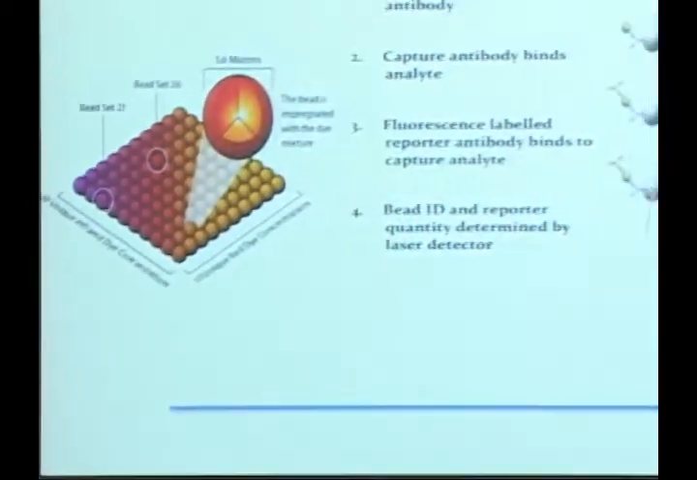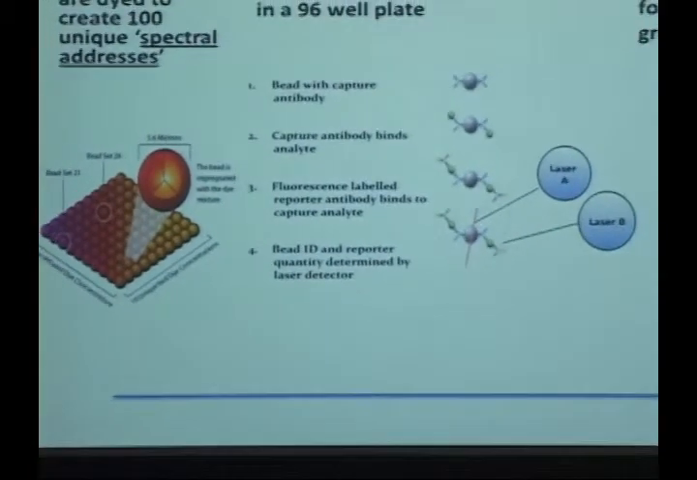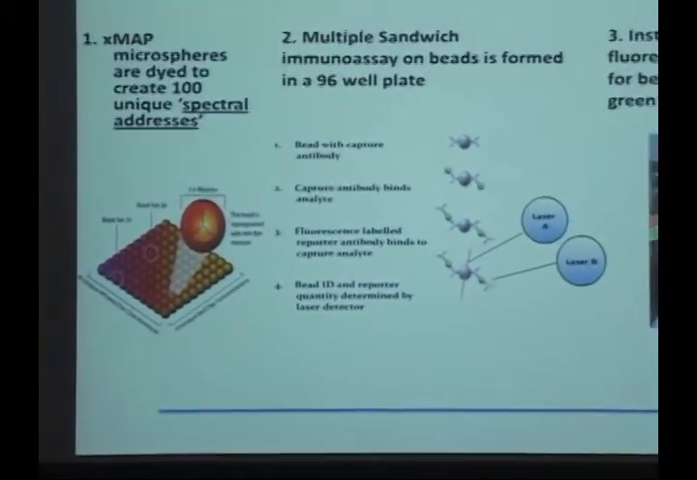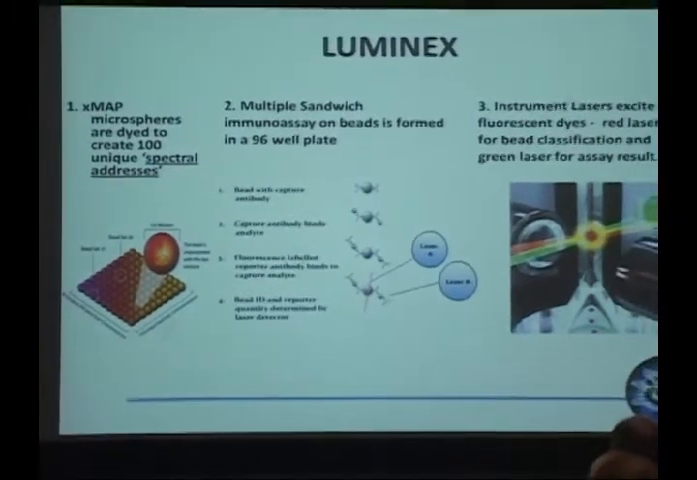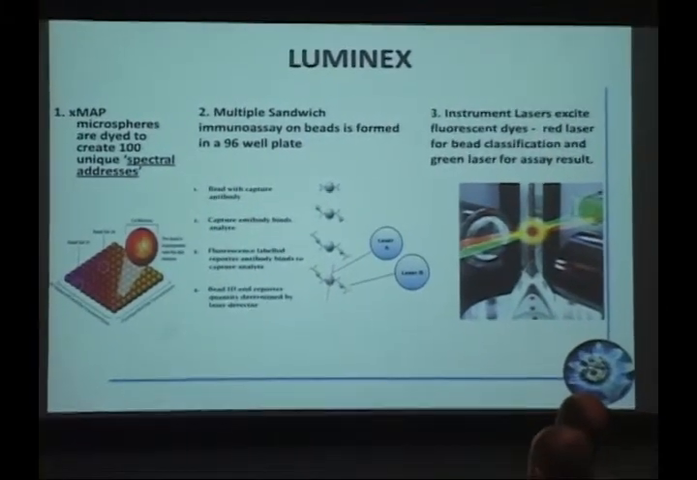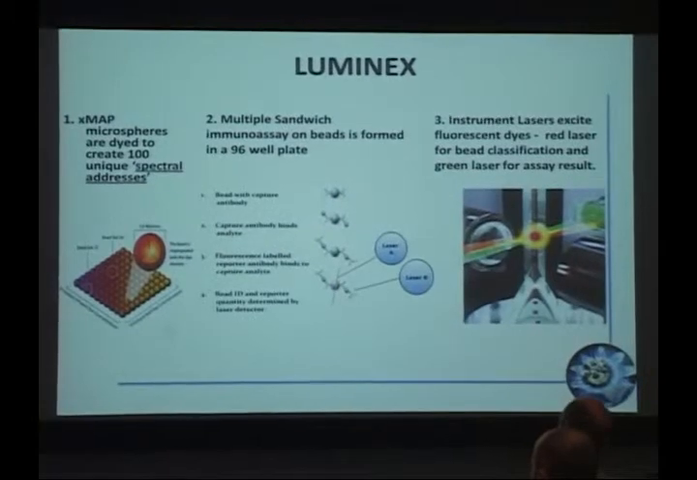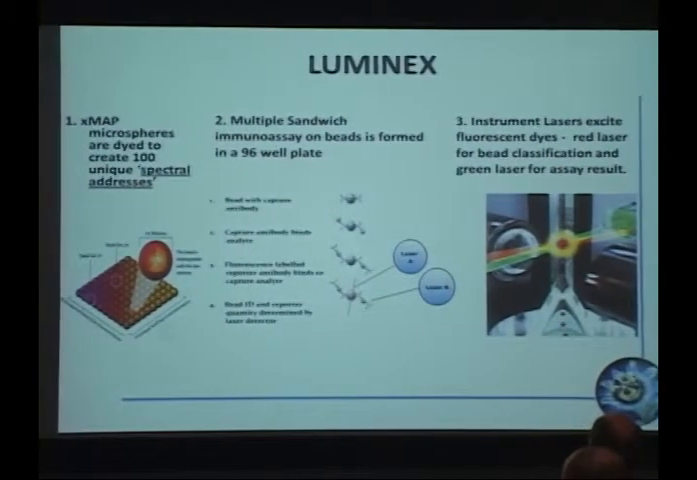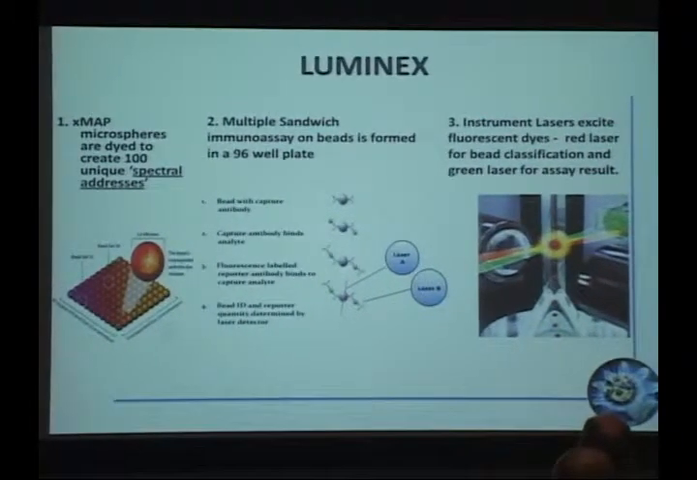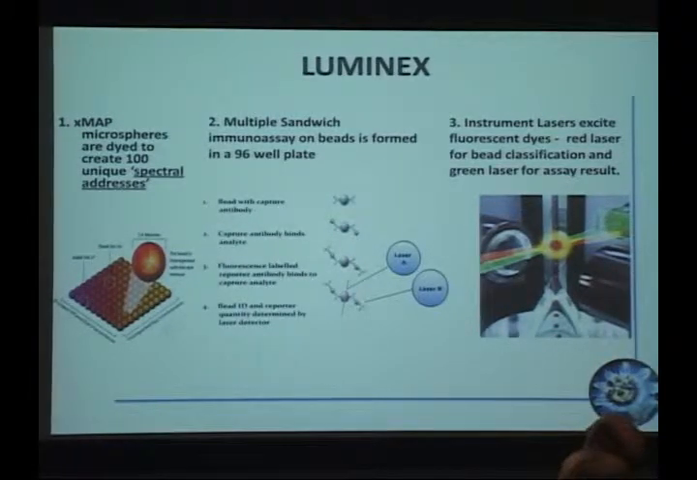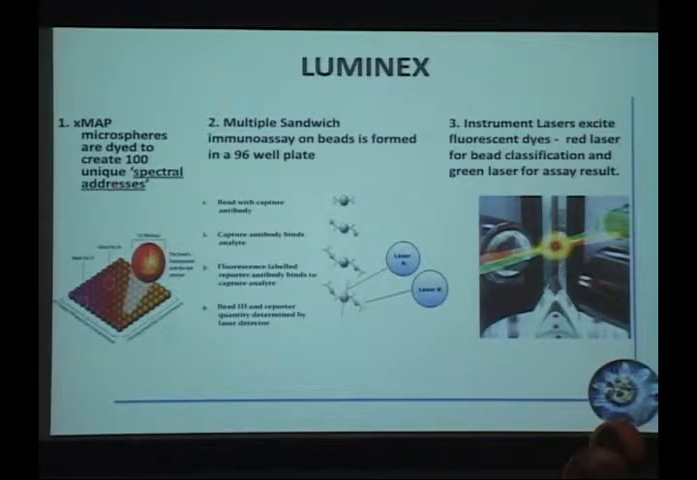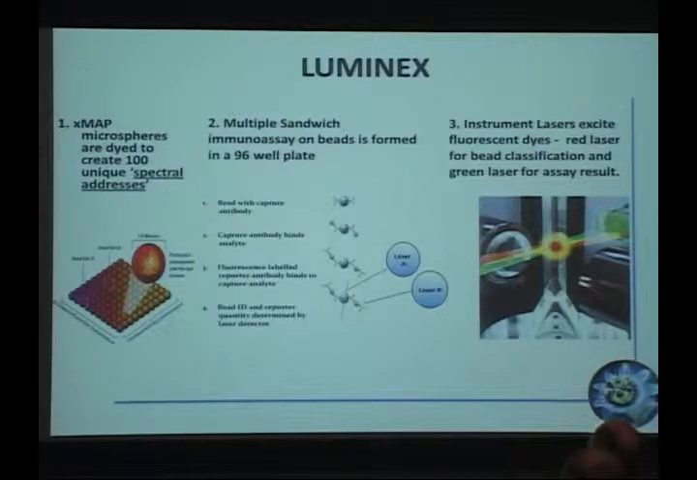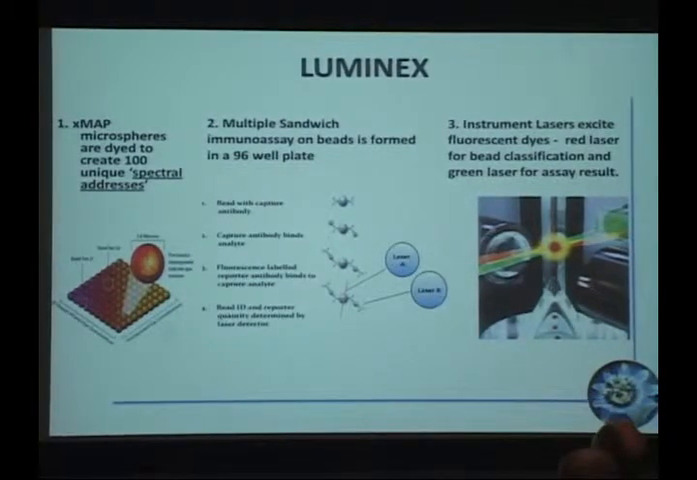So the Luminex is a multiplex bead-based ELISA where basically the sandwich ELISA is built on a bead. These beads are dyed to create up to 100 different spectral addresses. Each bead will be able to detect one typical cytokine, and we have multiple of those in each well. All cytokines are measured simultaneously in one well. It's done in a microtiter 96 well plate.